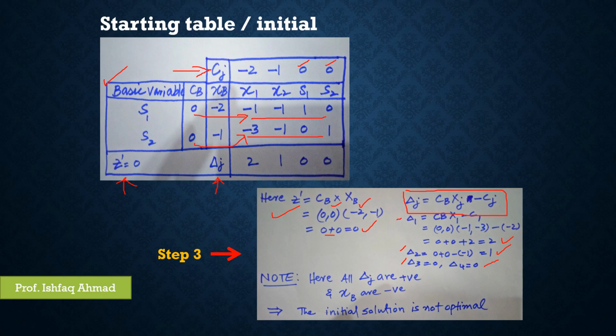We write these values in front of delta row, in front of delta in that row, and here all delta j's are positive and xb they are negative. So initial solution is not optimal. We can move further to find the improved solution.